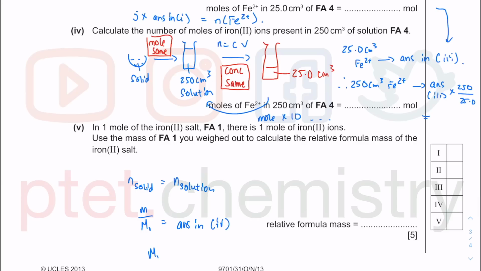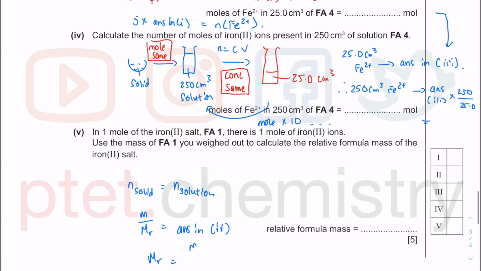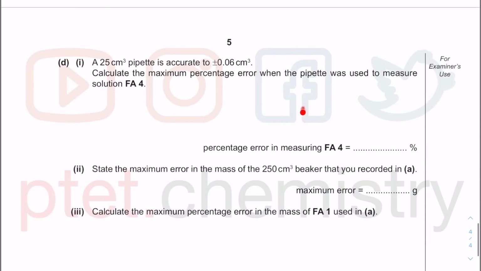And you wanted the Mr, so the Mr goes to the other side. This one on top will come down to the bottom, so that is your mass divided by your answer in part 4 then. Okay, so this mass there is from the first part of the question, because you used a mass balance just now to calculate the mass of the solid used after all, and so on. I bet there are a lot of other questions.